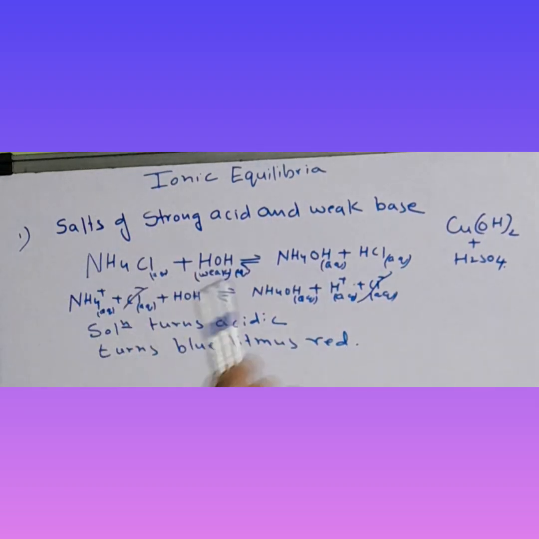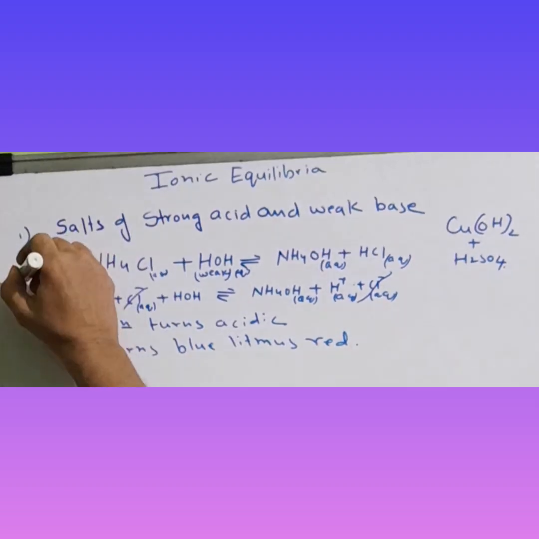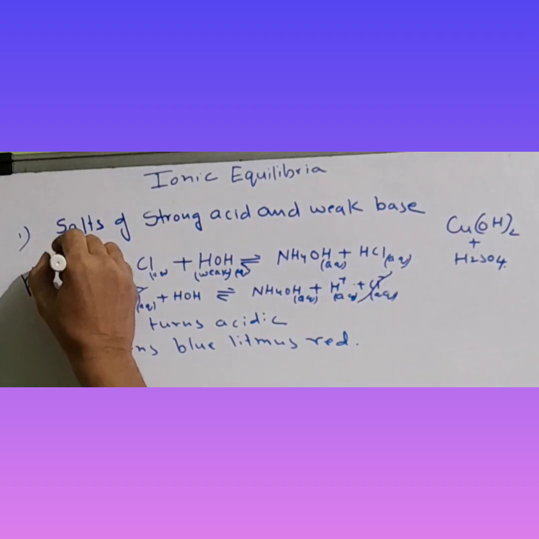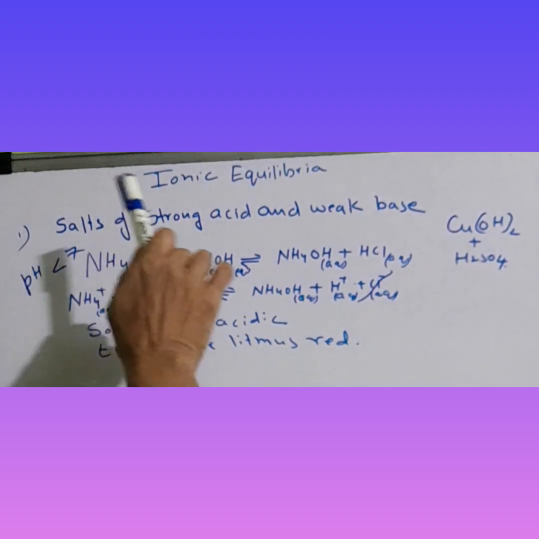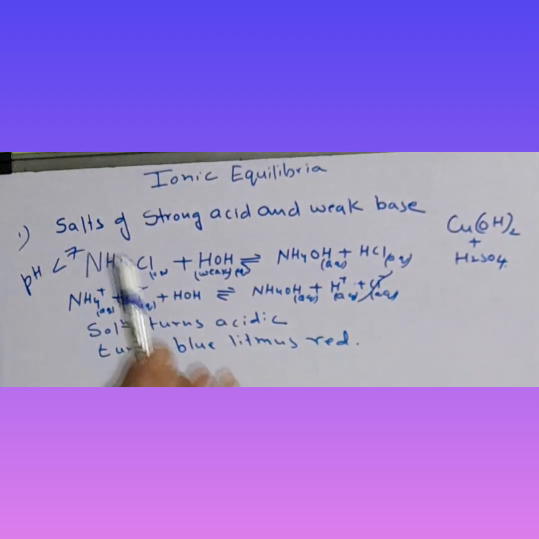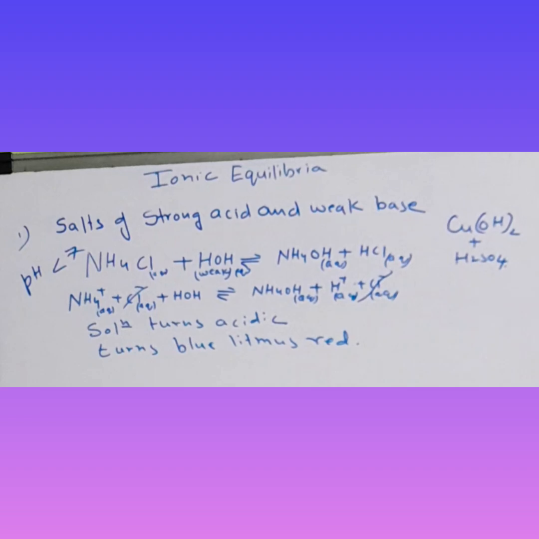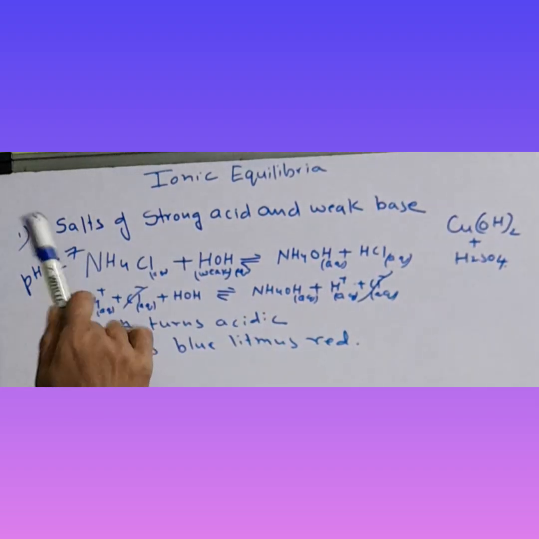So the solution turns acidic and it turns blue litmus red. This would give pH less than 7. Whenever it's a salt of a strong acid, it gives pH less than 7. Keep that in mind: strong acid, so pH less than 7.